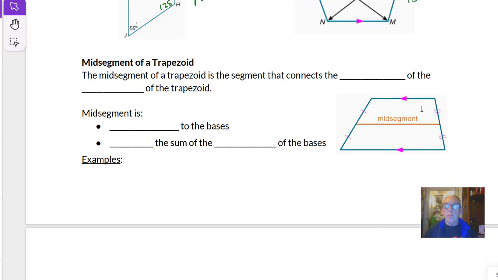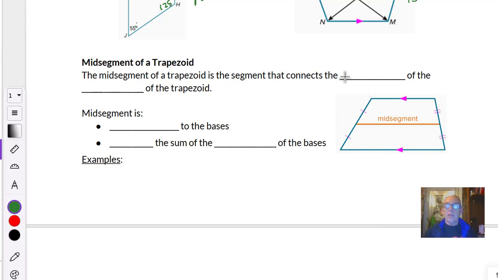The midsegment of a trapezoid is the average of the two bases. It's exactly halfway in between. So the midsegment of a trapezoid is a segment that connects the midpoints of the legs of the trapezoid. So this piece and this piece are congruent. There's the midpoint. This piece and this piece are congruent. There's the midpoint. So the midsegment connects the two midpoints of the legs.